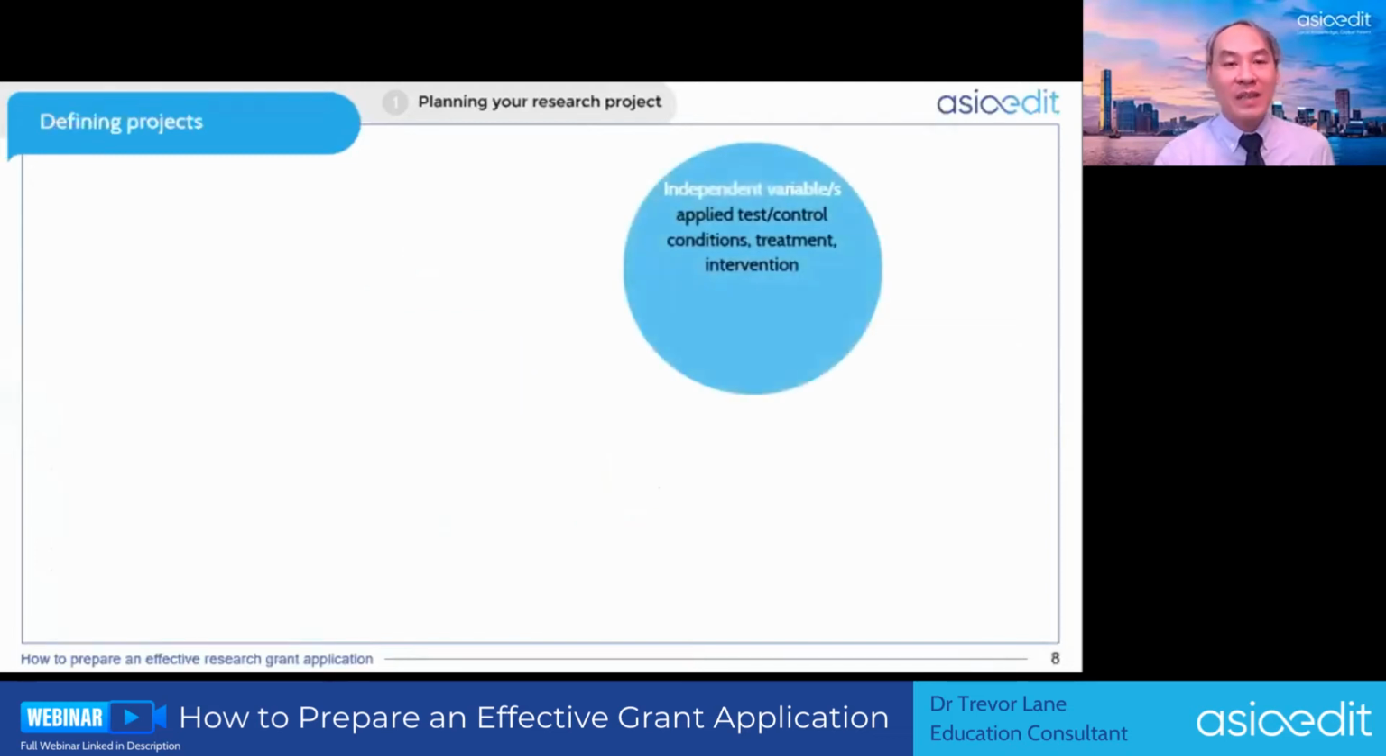So how do we define a project? How do we get a good research question and write a research proposal? Well, we go back to basics and we look at the variables in a research question.